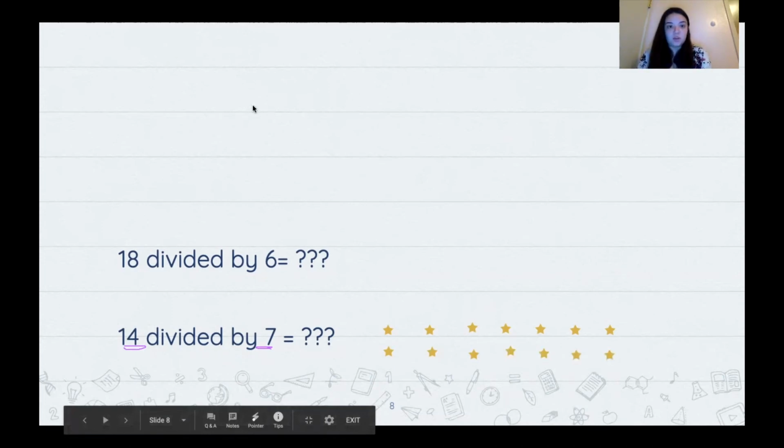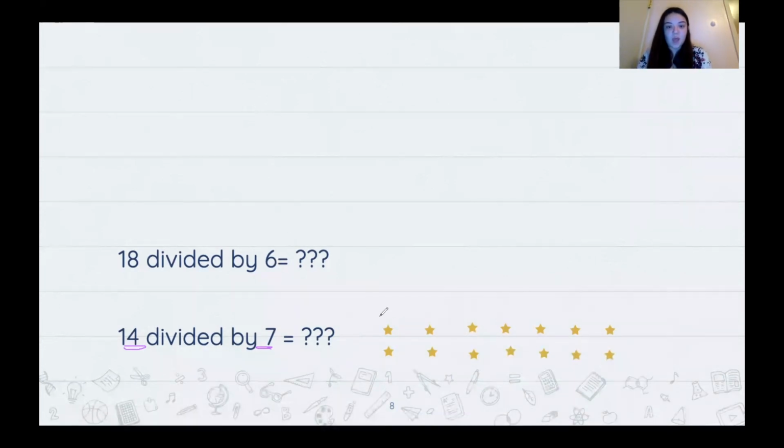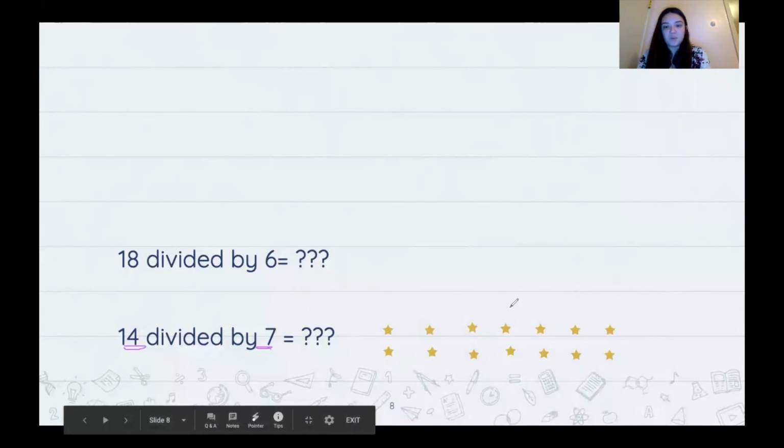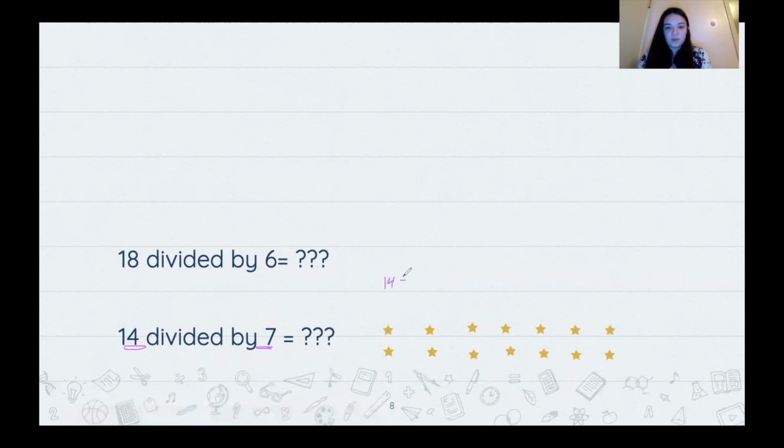So now I'm just going to double check that I have equal groups. So I have 2, 2, 2, 2, 2, 2, and 2. I'm going to write my division problem. I have 14 stars, and I divided them into 7 groups. So I'm going to have a total of 2 stars in each group.